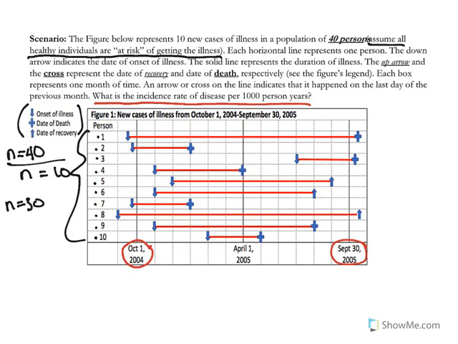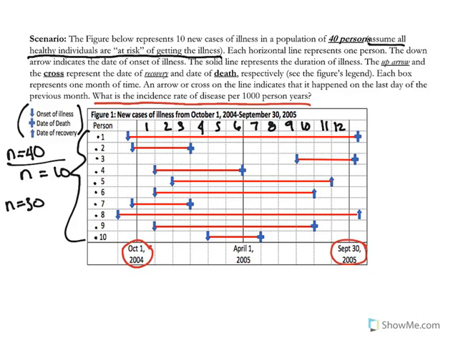Each box represents 1 month of time. So we have 1, 2, 3, 4, 5, 6, 7, 8, 9, 10, 11, and 12 months between October 1st, 2004 and September 30th, 2005. We also have 1 month on either side of that year that we're doing our calculation for to help us illustrate this concept. An arrow or cross on the line indicates that that event happened on the last day of the previous month. So given all this information, what is the incidence rate of disease per 1,000 person years?